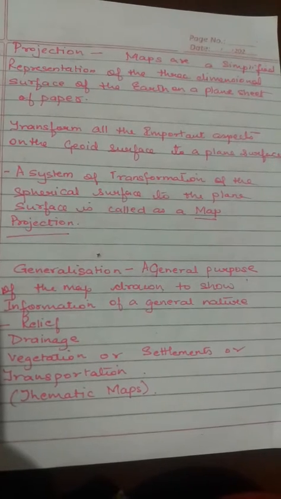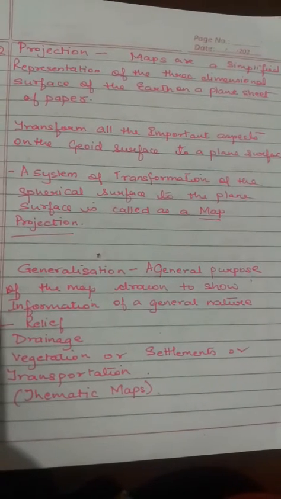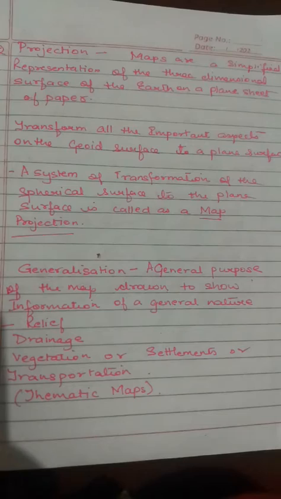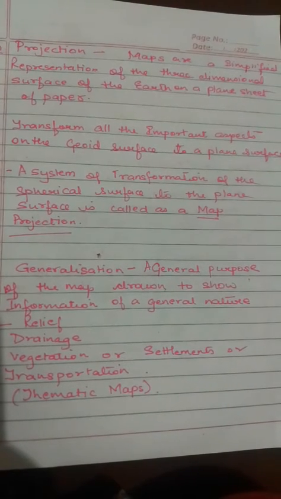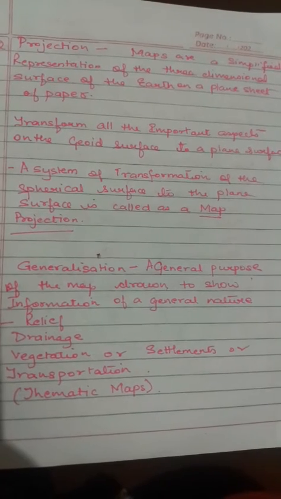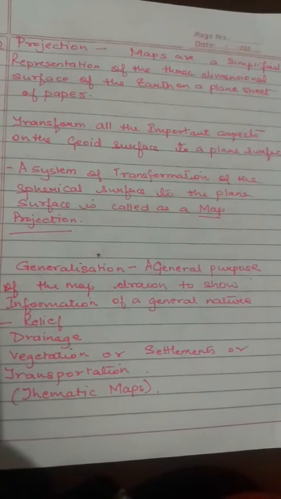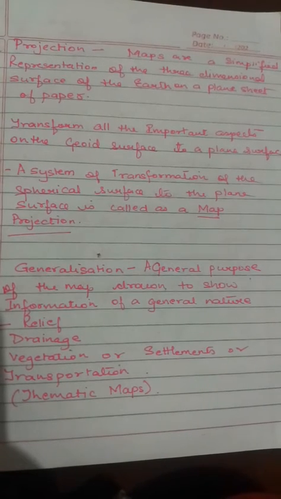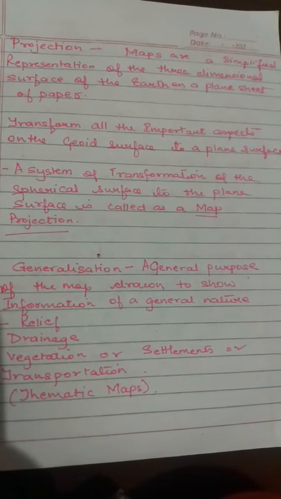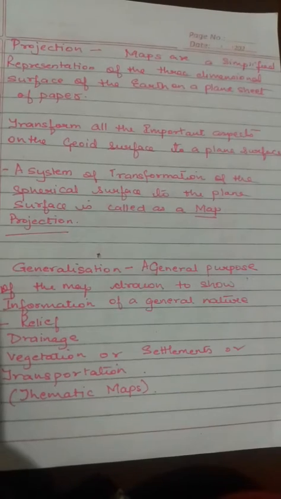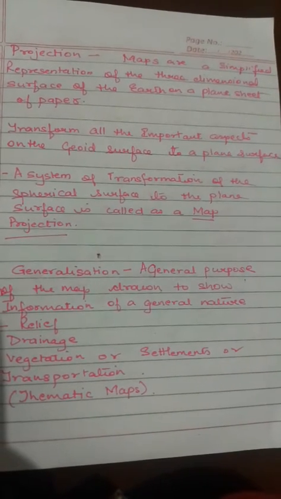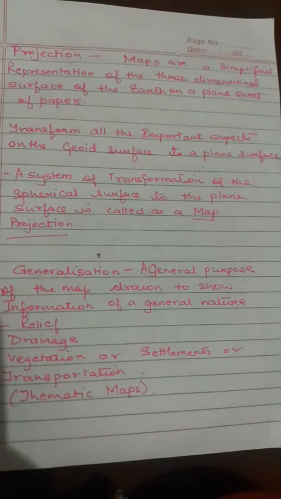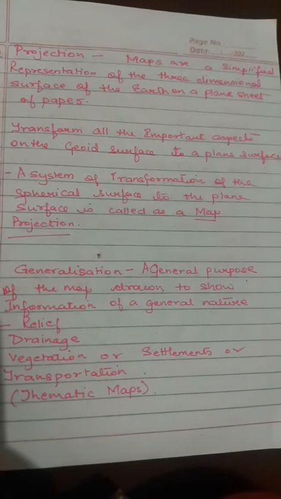So when we are projecting all the surfaces of the earth or the features that we are depicting on the surface, that is to be projected on a piece of paper, which is a plain sheet of paper, that is called as projection. So all the important aspects of the geoid surface has to be projected on a smaller piece of paper. This is called as projection.